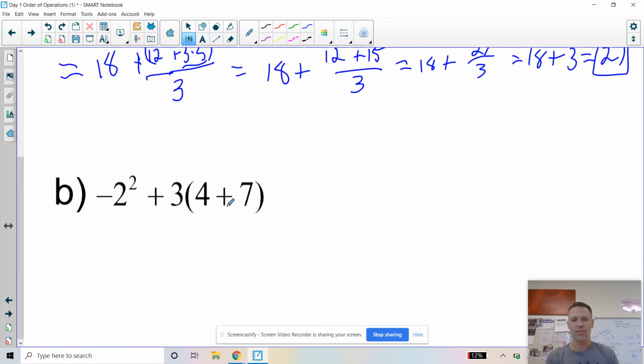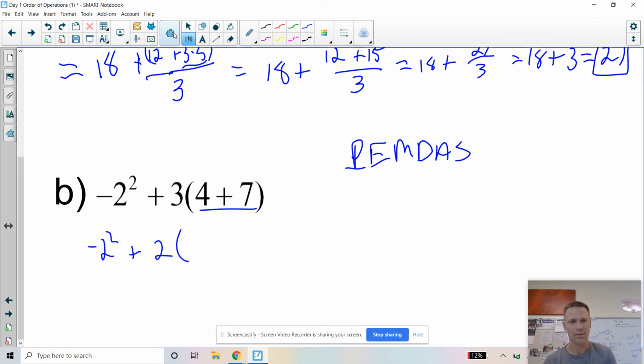Okay, for this one, again, we have that -2 with no parentheses squared. So we're going to pay attention to that when we get to it, but it's not the first thing we do because of PEMDAS, right? So I have exponents, but first we have to do parentheses right there. So -2 squared is going to get done later, plus 3, and then 4 plus 7 is 11. Okay? So go back to the checklist.